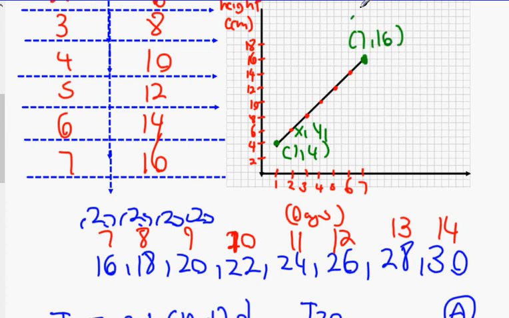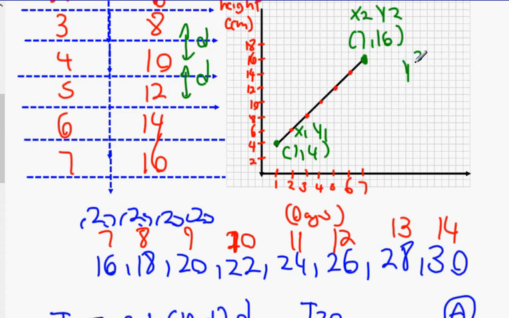16. Call this X2, Y2. We're expecting the slope. The slope of the graph is usually the same as the difference. So what are we expecting the slope to be? 2, because it goes up 2 every time.